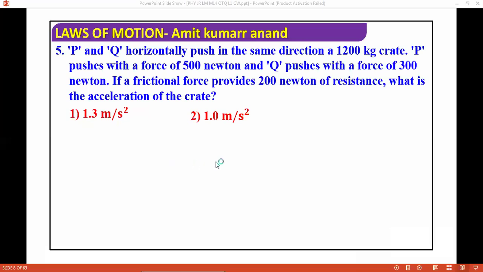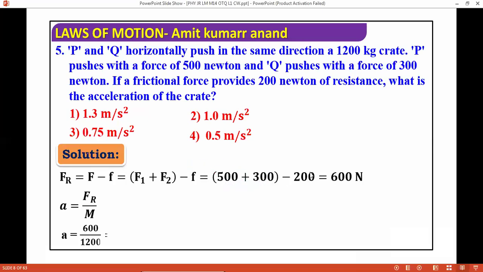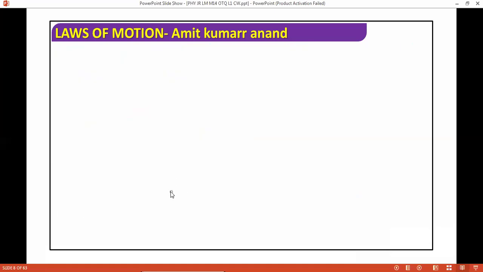So in this calculation, if you add and subtract, you will get 600 Newton. After subtraction of the frictional force, it is 600 Newton. We will divide 600 by 1200. The answer will be 0.5 meter per second square. Okay, moving to the next question.